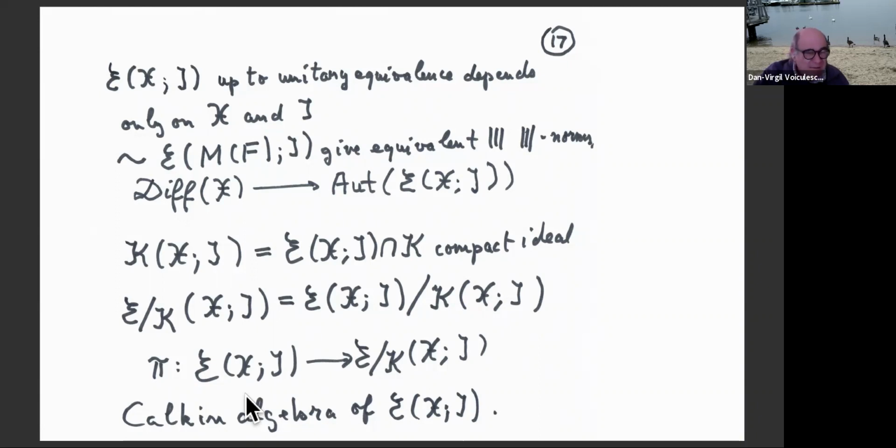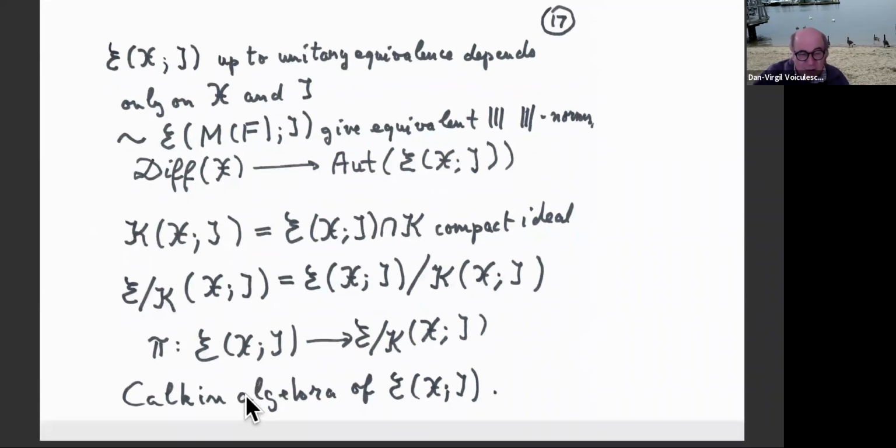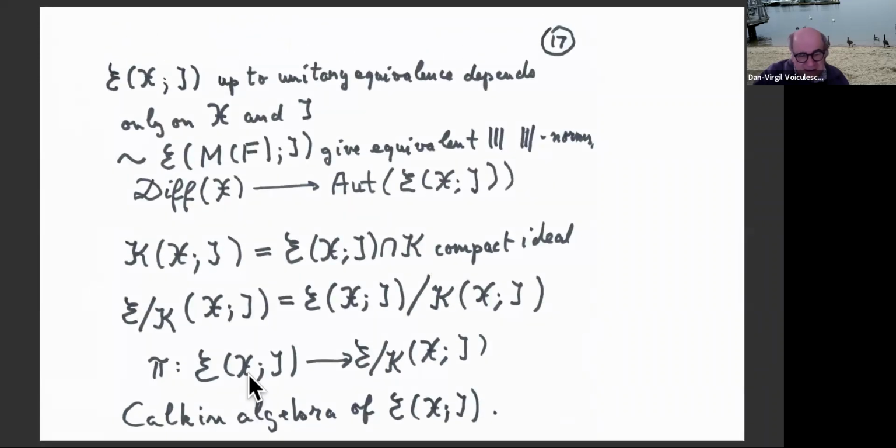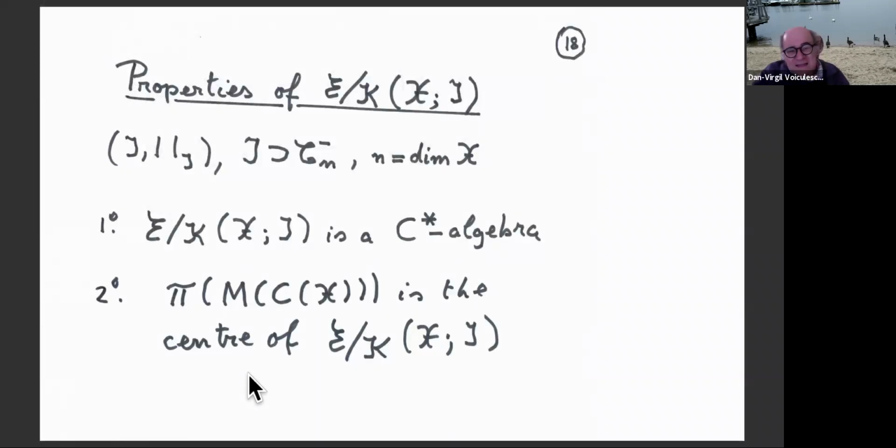And then I'm having also a compact ideal. It's the intersection of this algebra with the compact operators. I'm having a Calkin algebra, again, the quotient of the commutant mod I by the compact operators. Call this the Calkin algebra of E(X, I). And here are the properties of this Calkin algebra E over K(X, I). So I'm looking at the Calkin algebra.